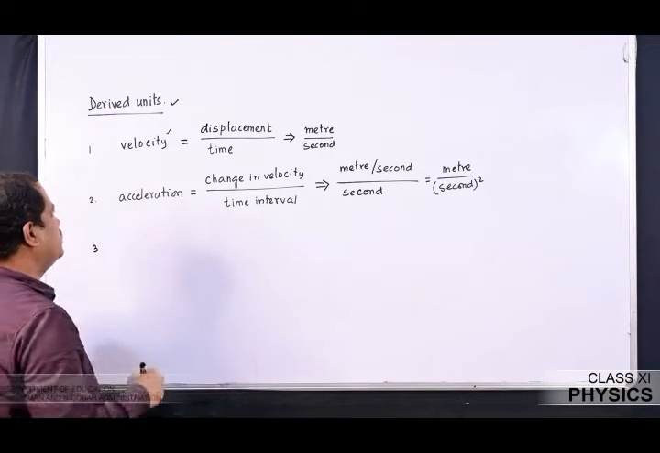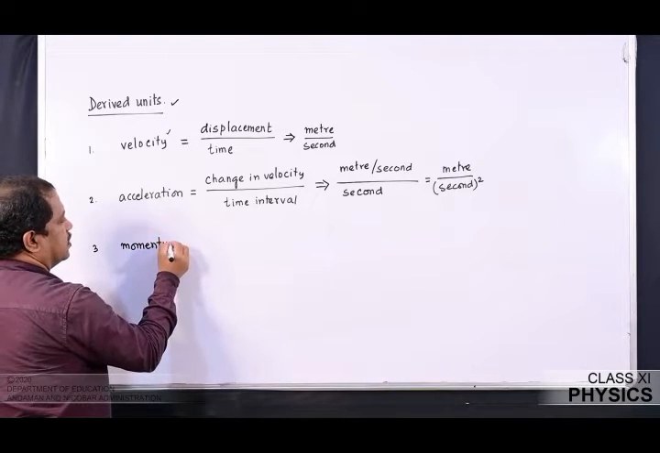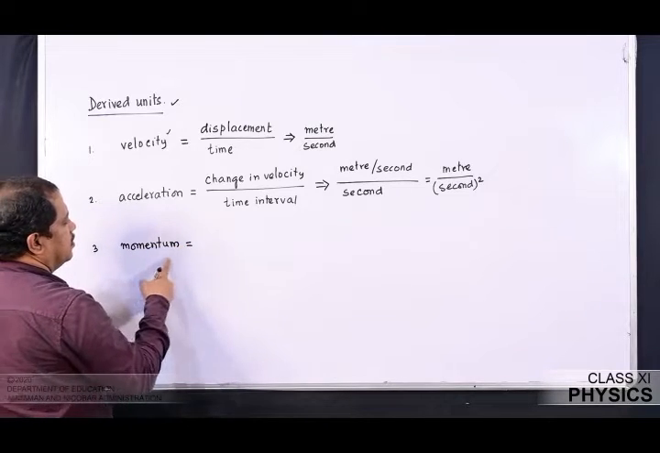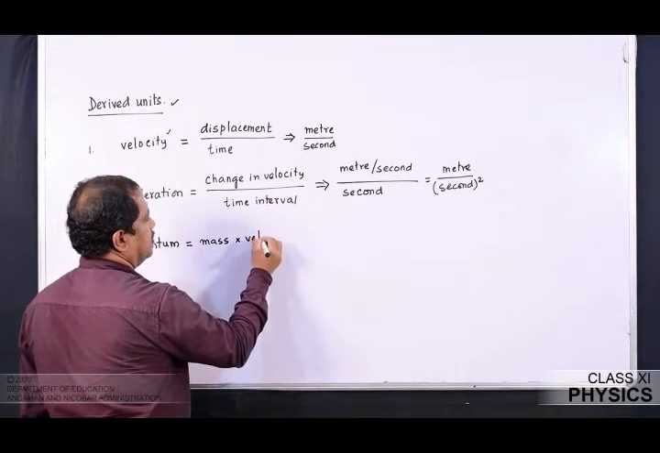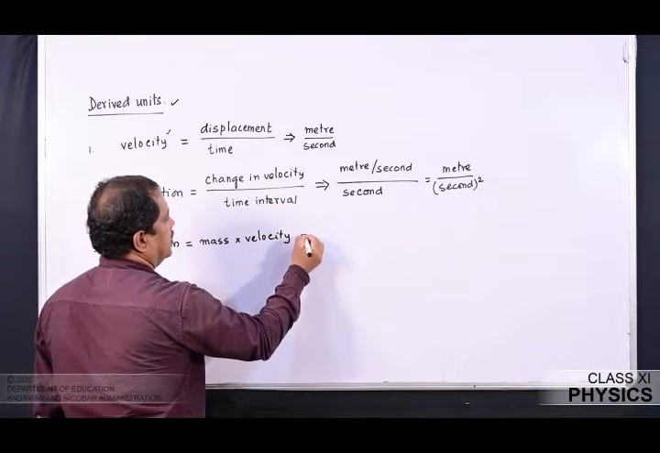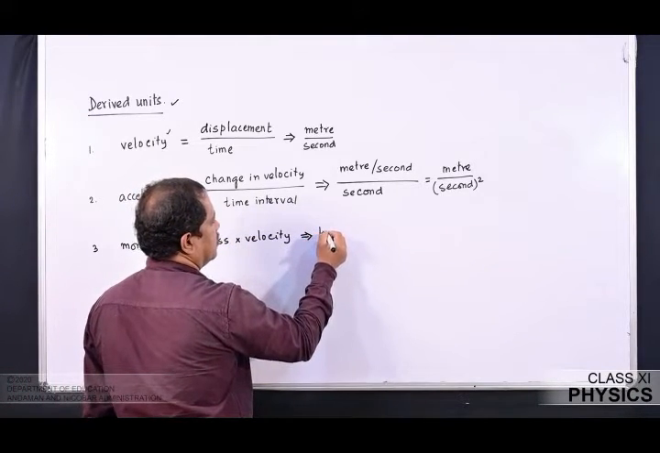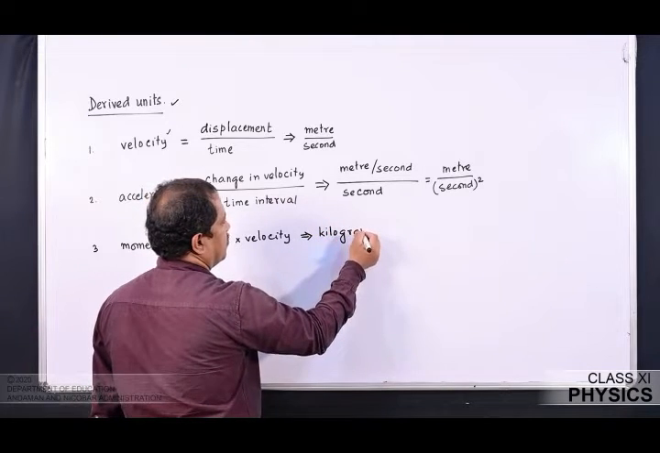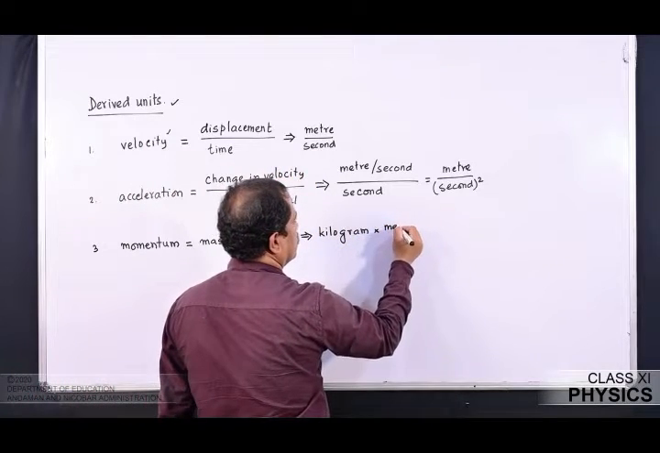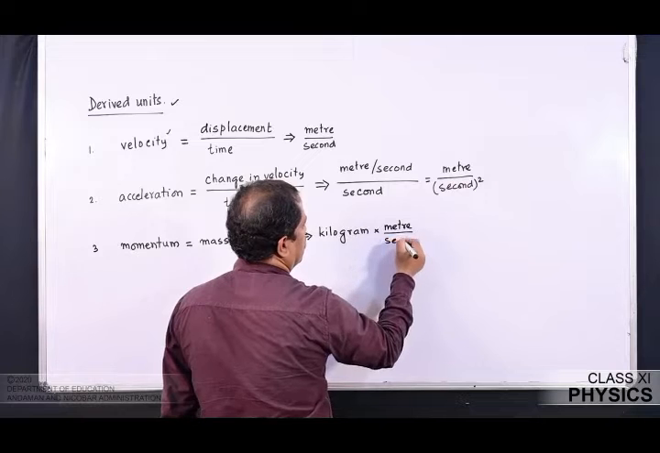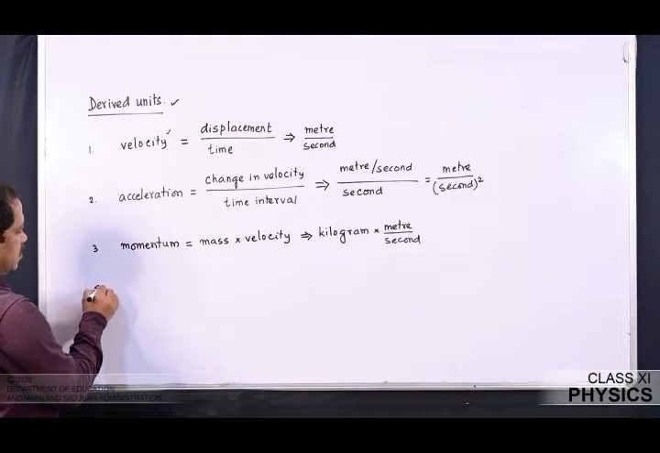Third, momentum is a derived physical quantity and it is equal to mass times velocity of the object. Mass I know is a fundamental quantity which has a unit called kilogram, times velocity, for which I know the unit is meter per second. So, its unit is kilogram meter per second, and likewise we can go on writing a very long list.